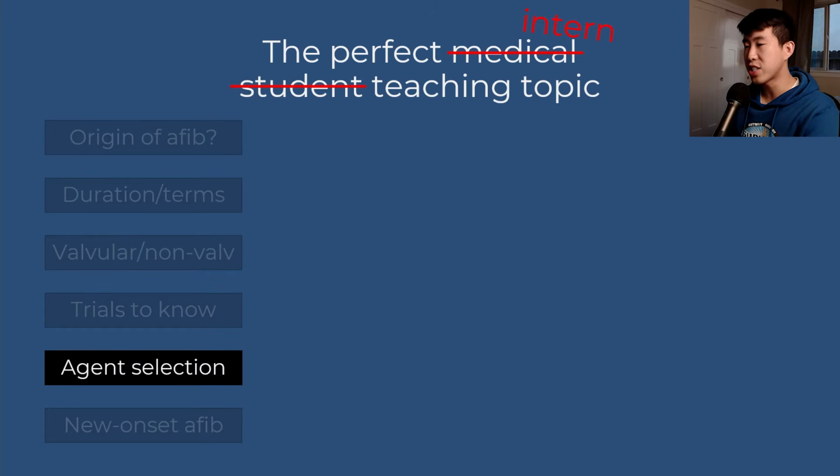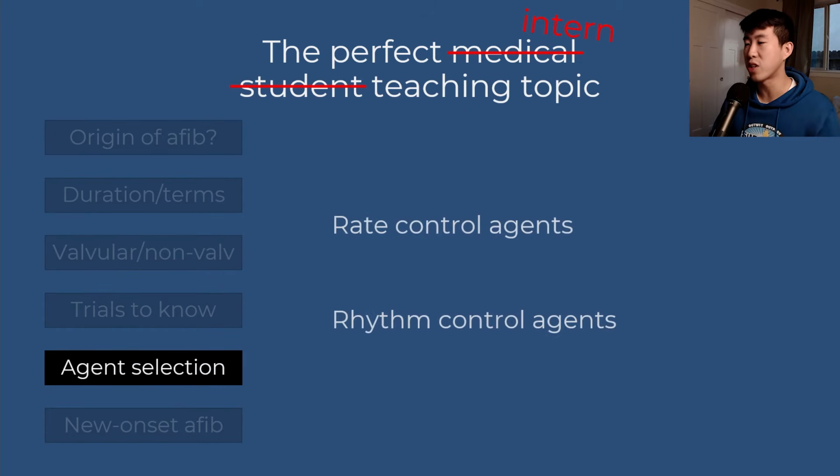Next, I like to go over agent selection because a lot of times interns want to know, how do I choose the best agent, especially if somebody's having acute AFib with RVR, which agent do I choose to try and control their heart rate?